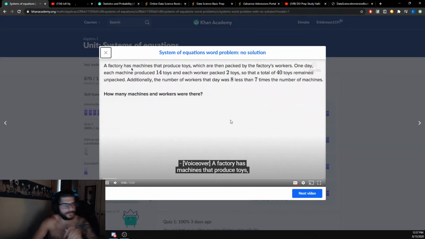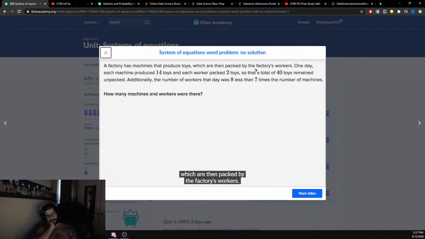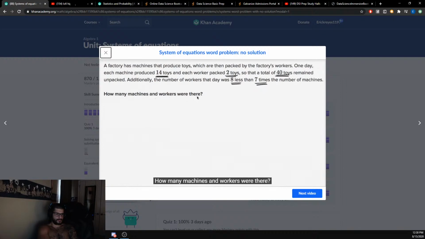A factory has machines that produce toys, which are then packed by the factory's workers. One day, each machine produced 14 toys, and each worker packed 2 toys, so that a total of 40 toys remained unpacked. Additionally, the number of workers that day was 8 less than 7 times the number of machines. How many machines and workers were there? I encourage you to pause the video. This is a good little problem over here.